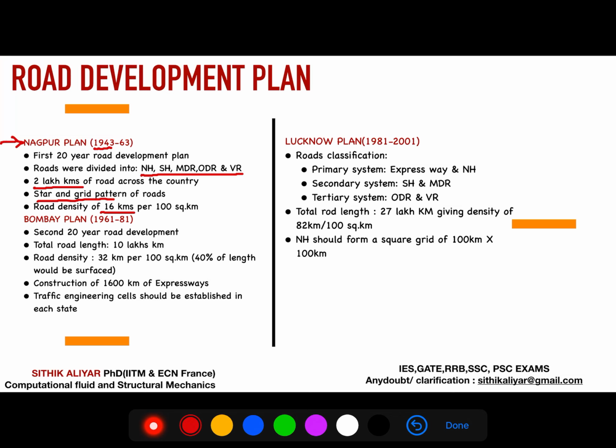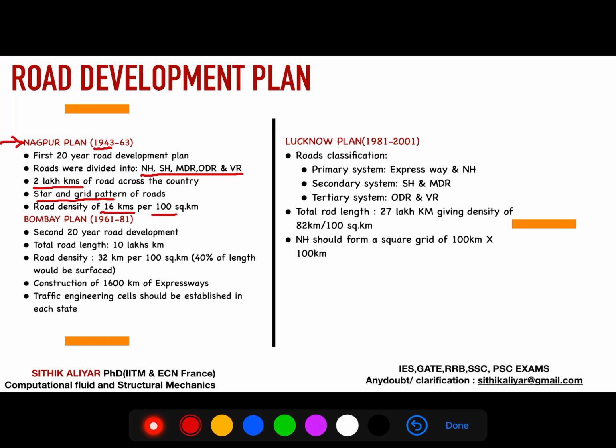At least 16 kilometers of road should be there for every 100 square kilometers. If you take a 100 square kilometer area, at least 16 kilometers of road should be there. That's the density, like kg per meter cube. Similarly, how much length of road per square kilometer. So for every 100 square kilometers, 16 kilometers of road should be there.